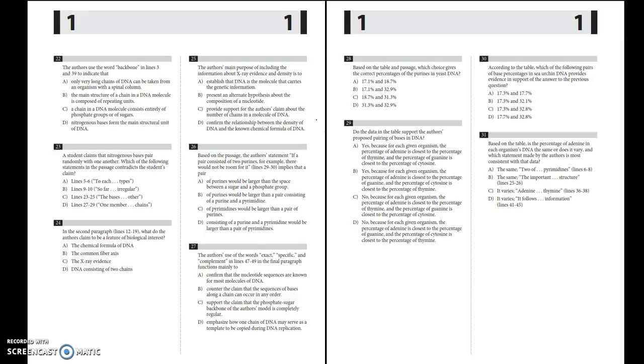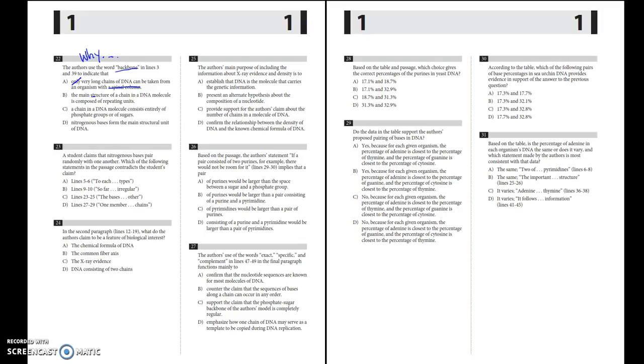Why do they use that word backbone? Okay. Now, you may be saying, hey, that's not what it says. But again, remember, when the question doesn't have a question mark, we say, why do the authors use this word backbone? Why are they doing it? Is it because only very long chains of DNA can be taken from an organism with a spinal column? Hey, I don't remember writing anything about an actual vertebrae, backbone like we have as mammals. No, that's not what we're talking about. And also this word only probably makes it a wrong answer.